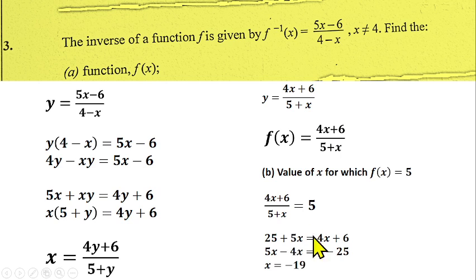Then cross multiply from there. You have 5 times 5 will give us 25. 5 times x will give us 5x equals 4x plus 6. Collect like terms from there. You'll be having 5x minus 4x equals 6 minus 25. 5x minus 4x will give us x, then equals 6 minus 25 gives us minus 19. So technically x is equal to minus 19 for question number 3b.